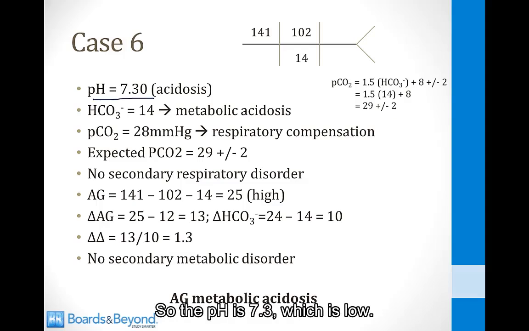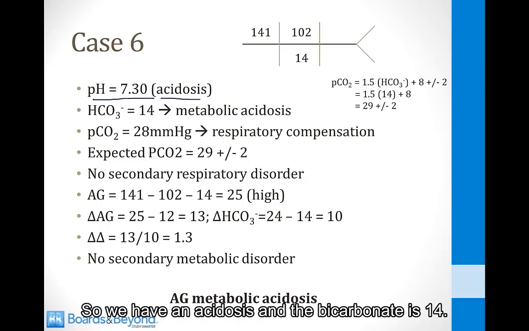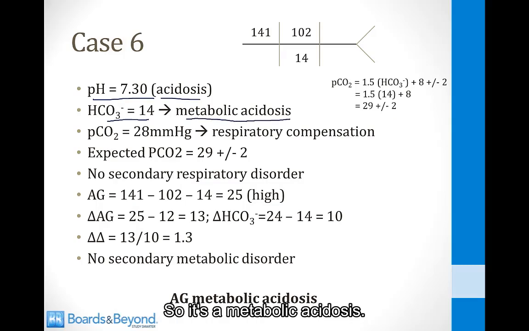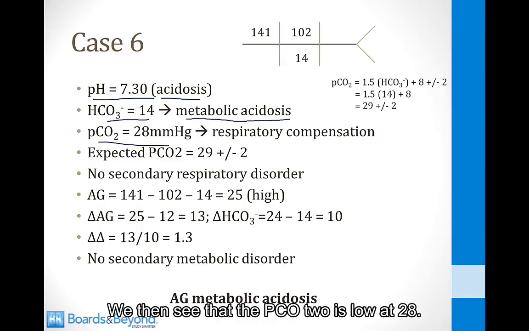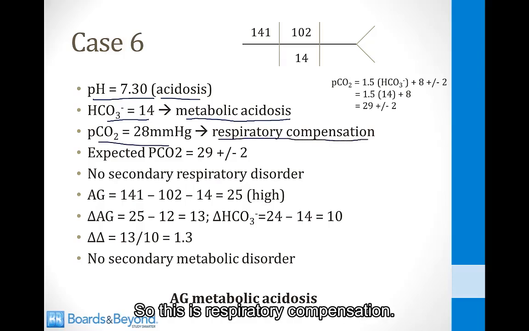So the pH is 7.3, which is low, so we have an acidosis, and the bicarbonate is 14, so it's a metabolic acidosis. We then see that the PCO2 is low at 28, so this is respiratory compensation.